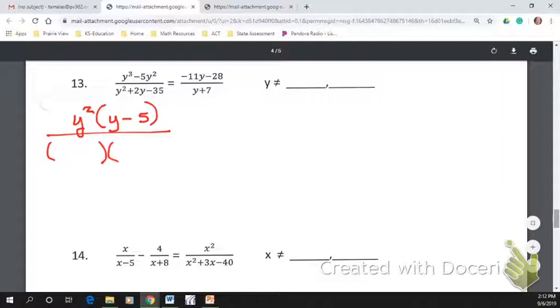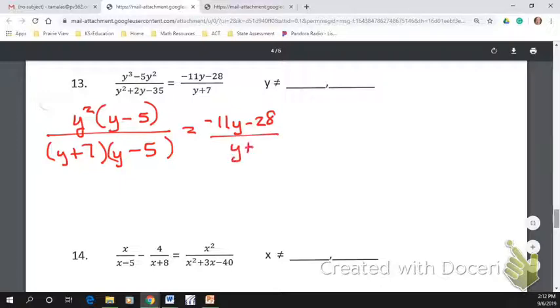What multiplies to give me negative 35 and adds to give me 2? And y plus 7. Okay, plus 7 and minus 5. Equals, really nothing will factor on the other side. I could do a negative on the top, but I don't know if that would help me any.